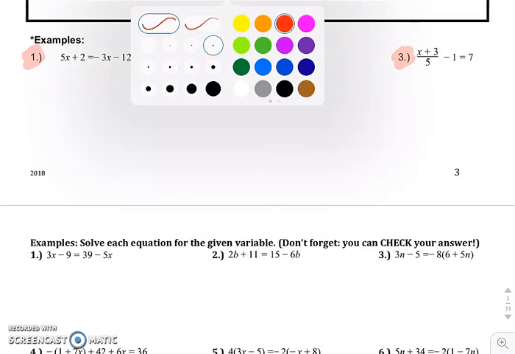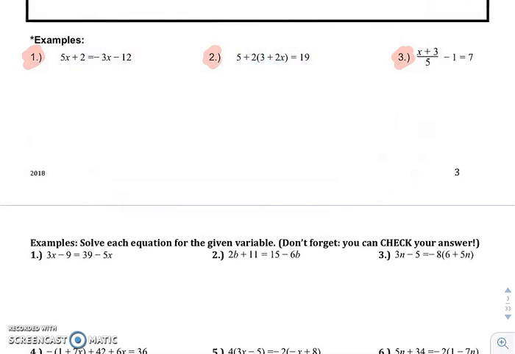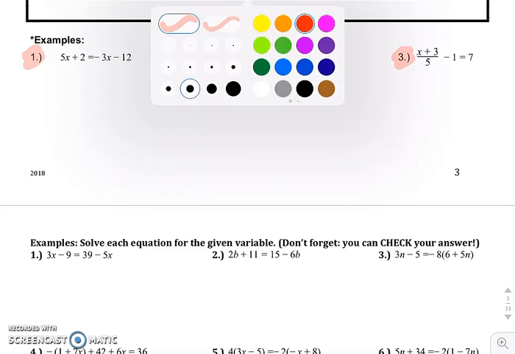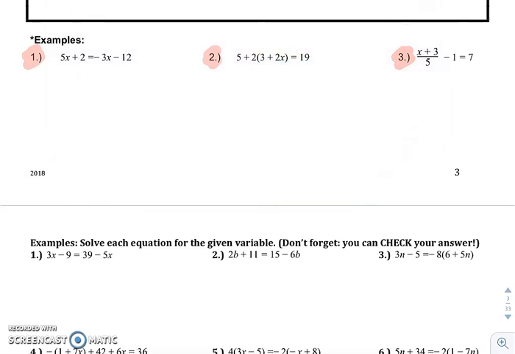So let's go ahead and look at some examples here. I'm going to do those first examples right there at the top with you guys. The first one is 5x plus 2 equals negative 3x minus 12. Again, it does not matter which side you move the variable to. To keep things consistent throughout really the entire course of Algebra 2, I usually always move the variable to the left, but it really doesn't matter.